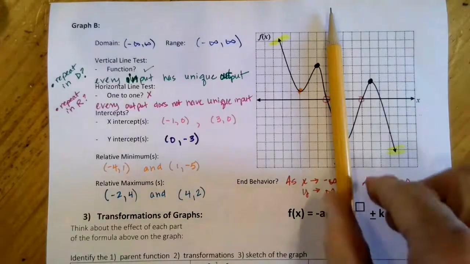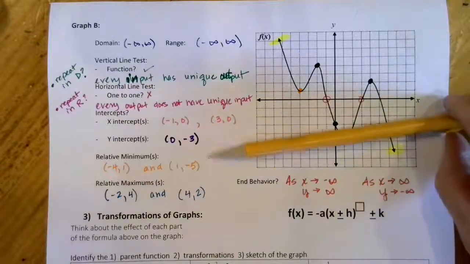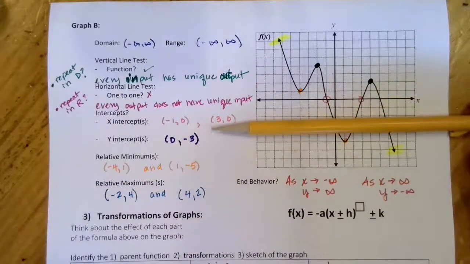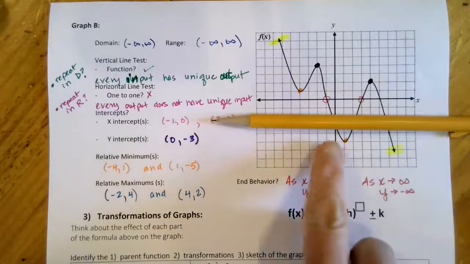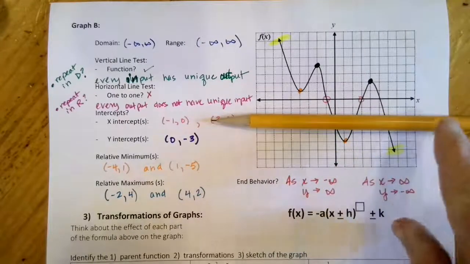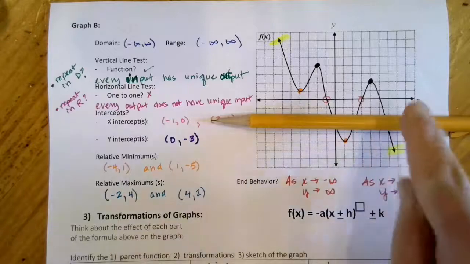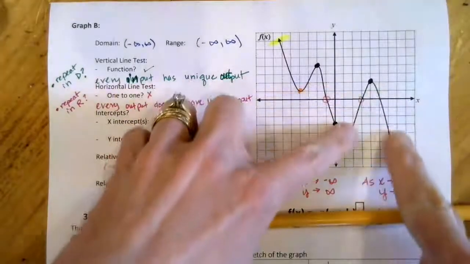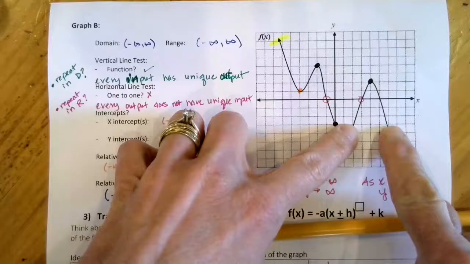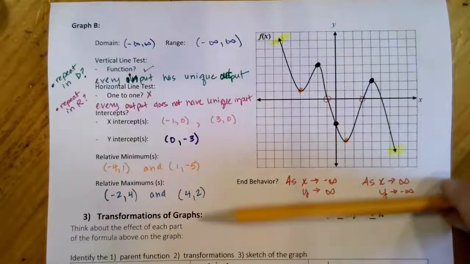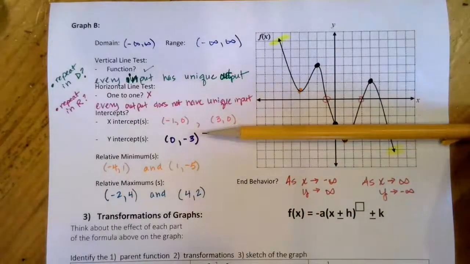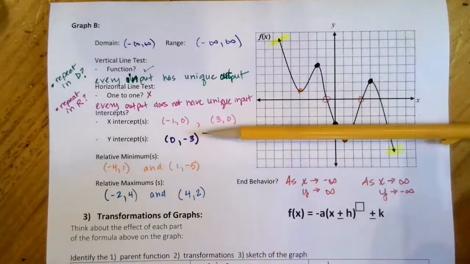When I test my 1-to-1, no, it doesn't pass my horizontal test, because what ends up happening is I have a repeat in my range values. So when I look at output values, these two inputs give me the same answer. So it's like if somebody shows up wearing the same outfit as you, two different people can wear the same outfit. So that's definitely possible.